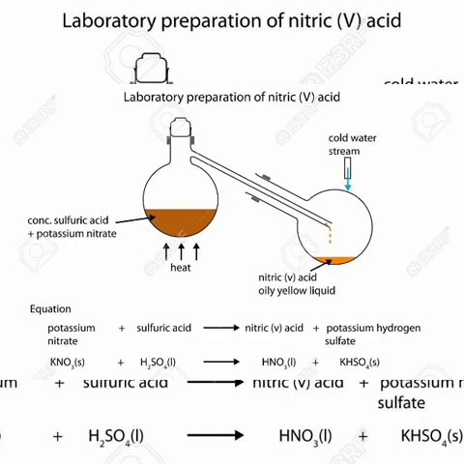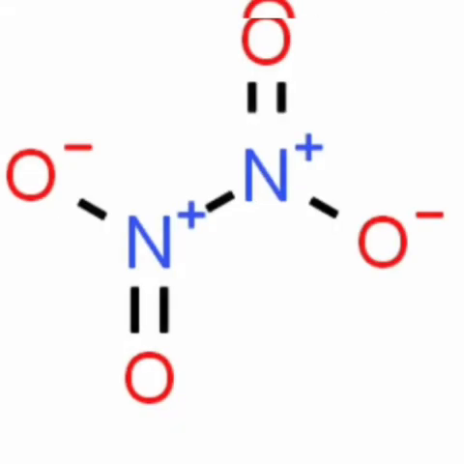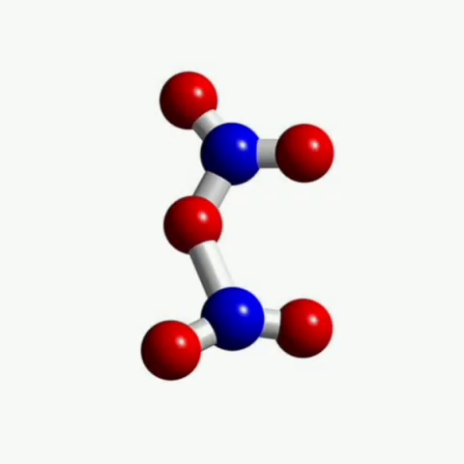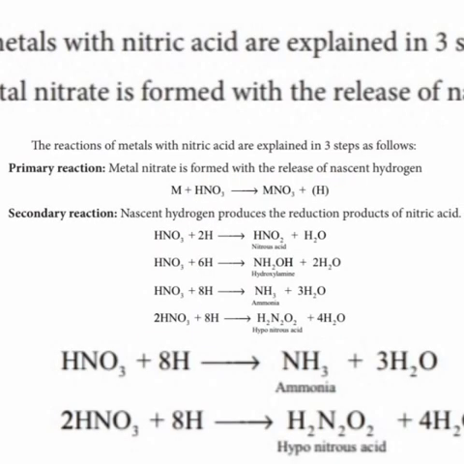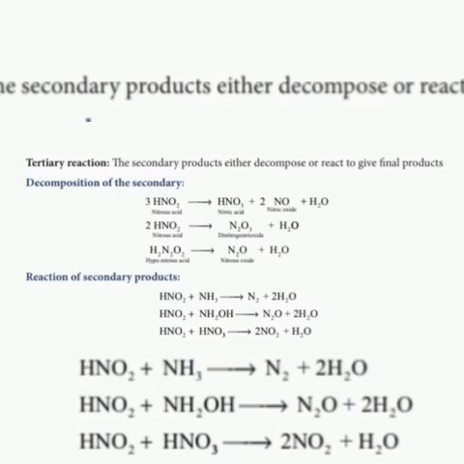Today we are going to discuss the p-block elements 2, that is unit 3. Today our portion is the reactions of metals with nitric acid. It can be explained in 3 steps, on page number 62. Please all of you turn to page number 62. There is a 3-step reaction: one is the primary reaction, the second is the secondary reaction, and the third is the tertiary reaction. And we are going to discuss the examples also.